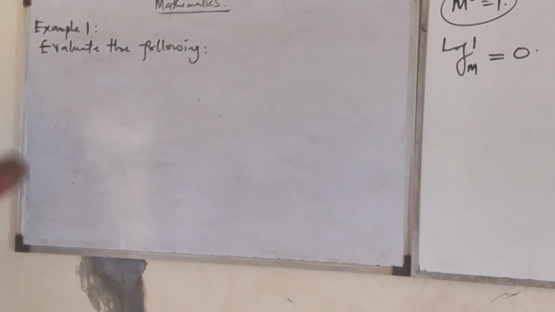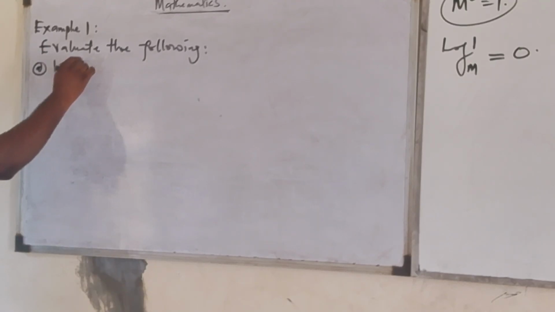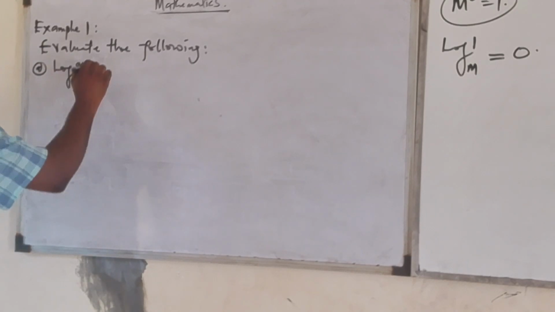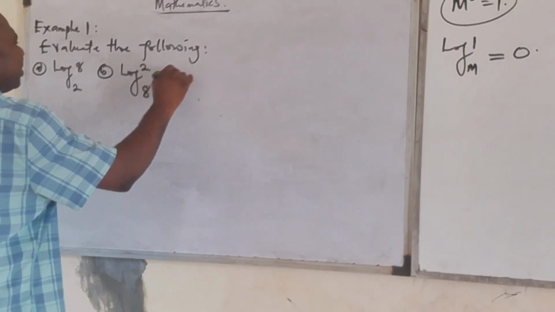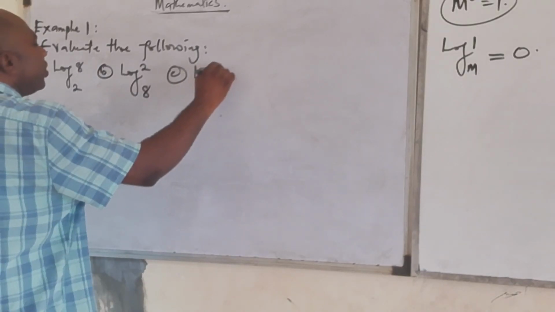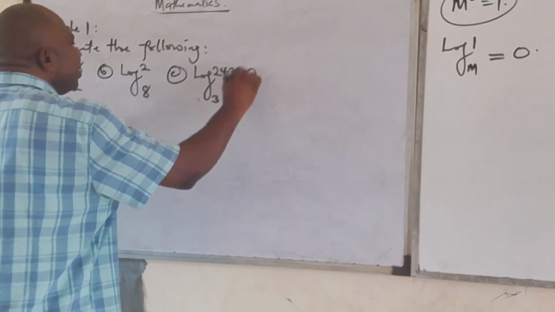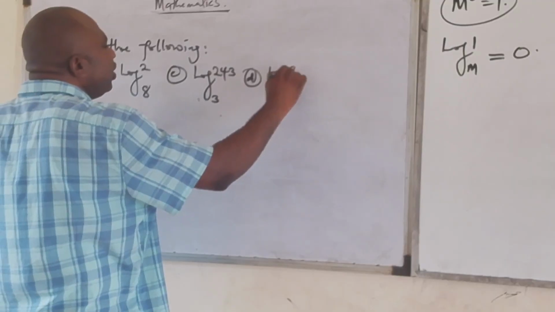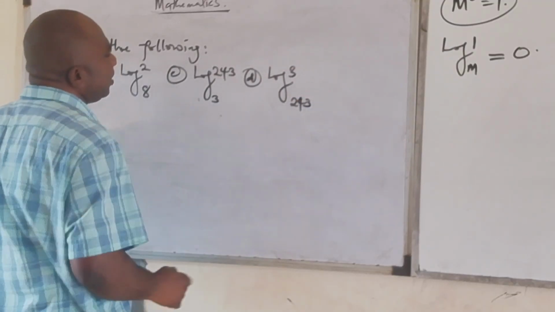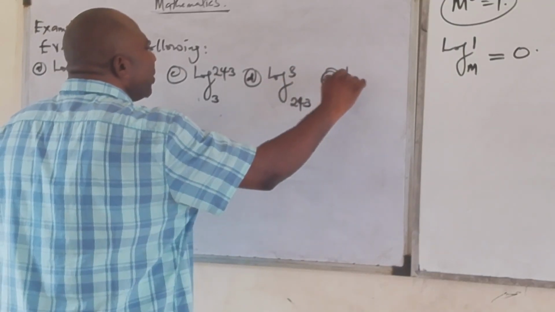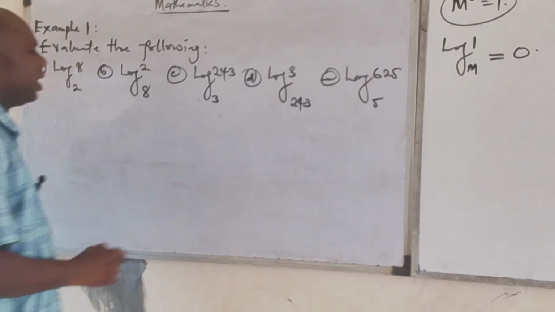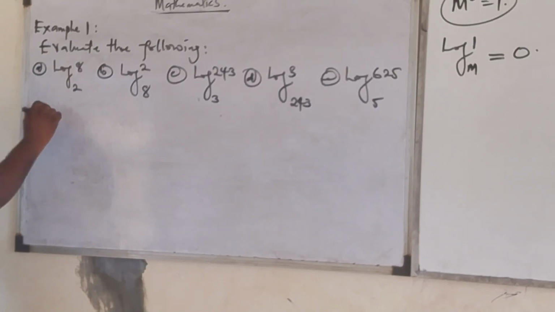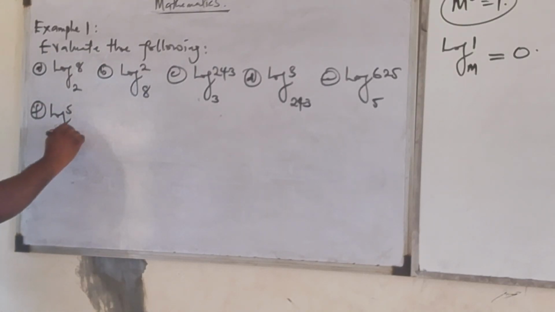A, we have log 8 base 2. B, we have log 2 base 8. C, we have log 243 base 3. D, we have log 3 base 243. E, we have log 625 base 5. F, we have log 5 base 625.